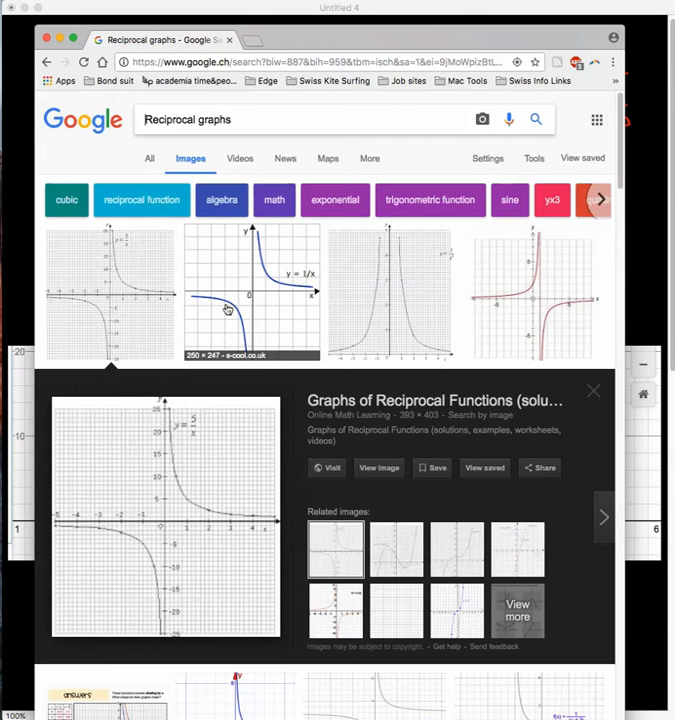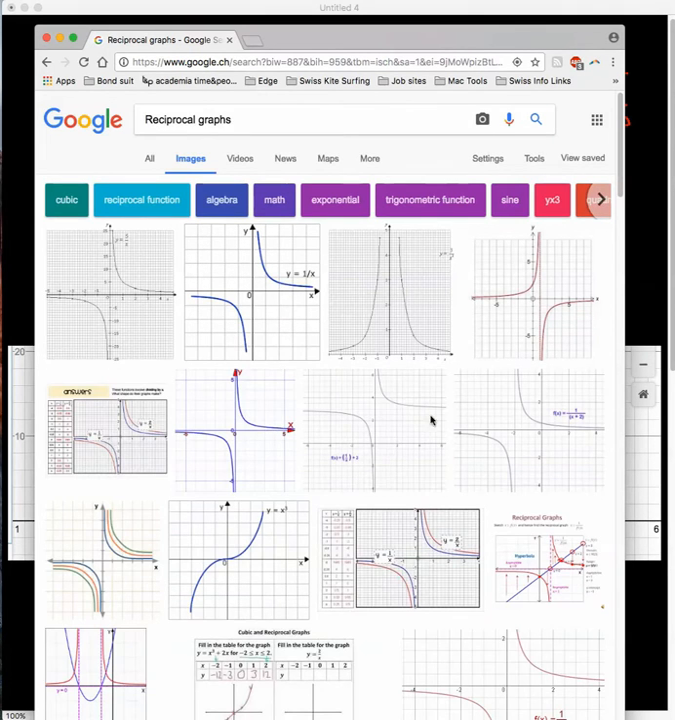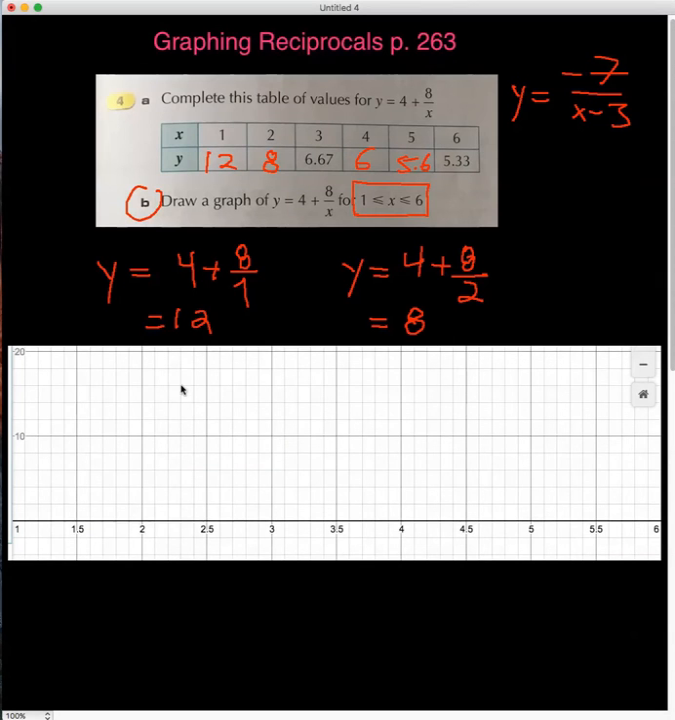Okay, and then here's some other ones that look like reciprocals. So you always have this sort of function where you have a half bathtub one way and a half bathtub the other way. This is kind of what we're looking for. But in this case, maybe we'll only plot between 1 and 6. So if we plot this, let's try 1, 12. So that is about right here. So 1 dot. Another dot is at 2, 8. So 2, 8, maybe out here.